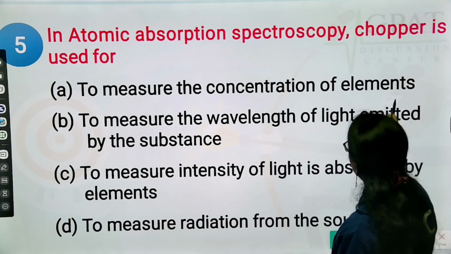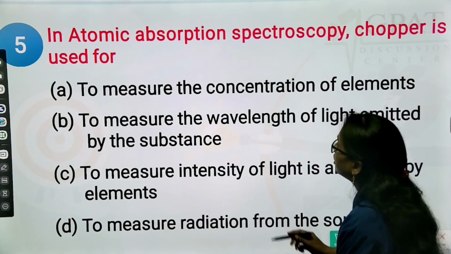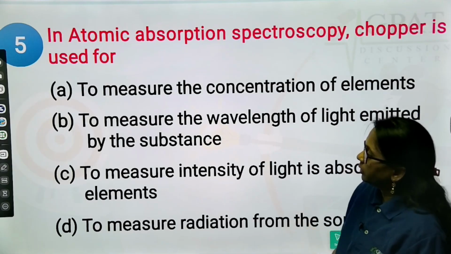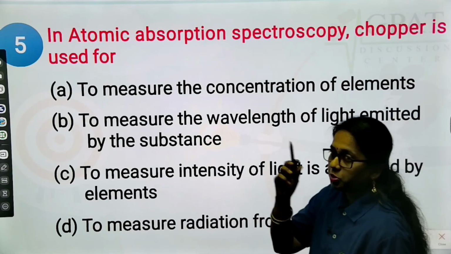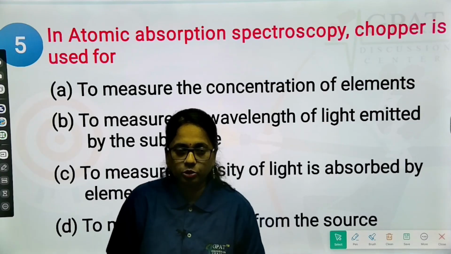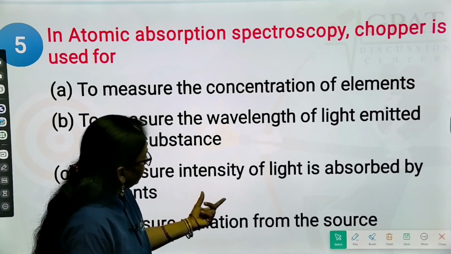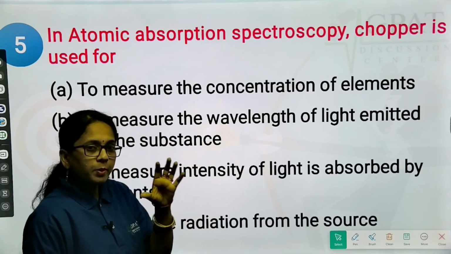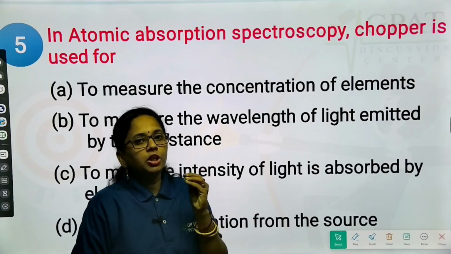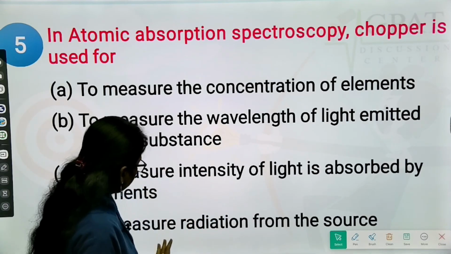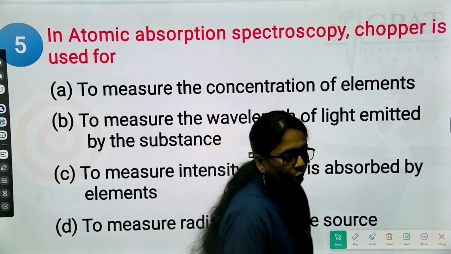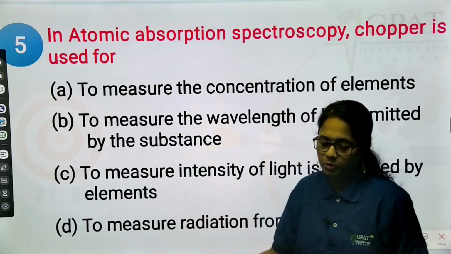To measure the concentration of the elements, no, not at all. To measure the wavelength of the light emitted, no. To measure the intensity of the light, yes, total emission of the light, whatever it is. Okay, so the intensity of the light which is absorbed by the elements, exactly, if you want to know, the chopper is going to be helpful. Next, to measure the radiation, no, not at all. So option C is going to be the right answer.